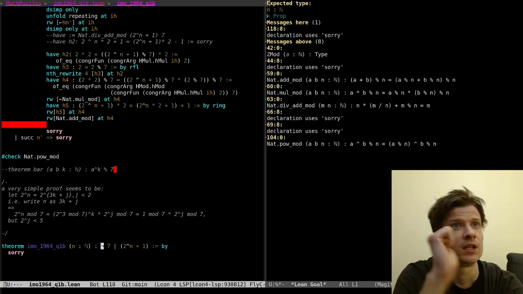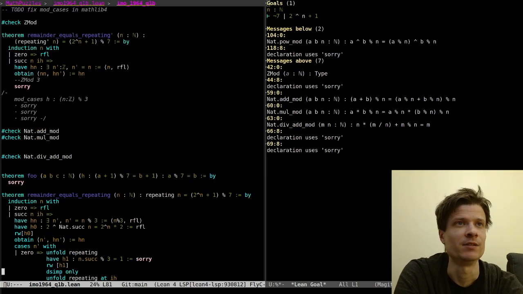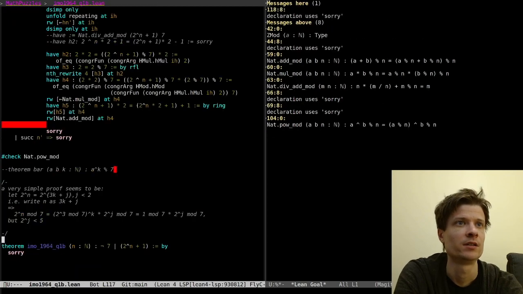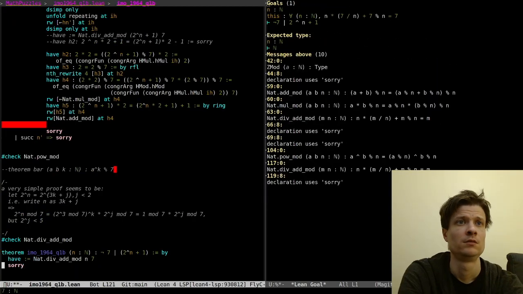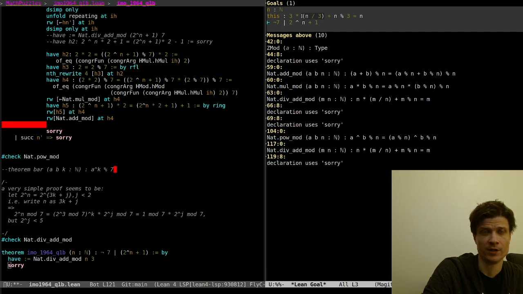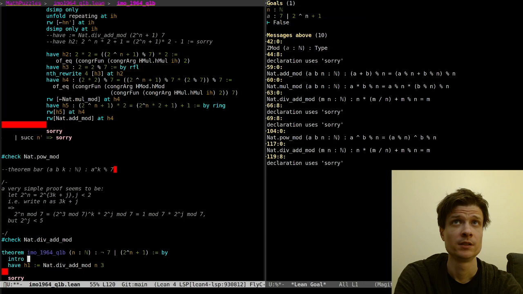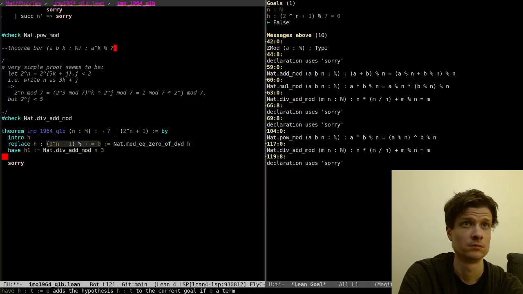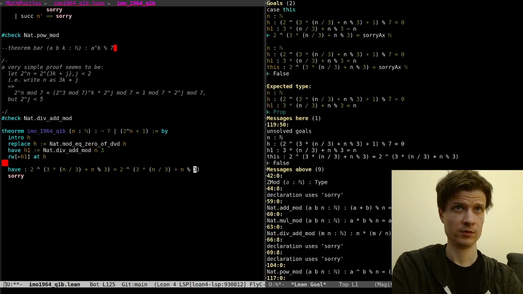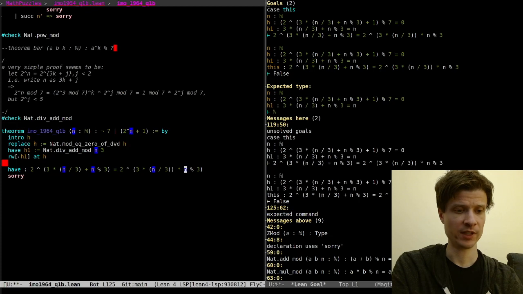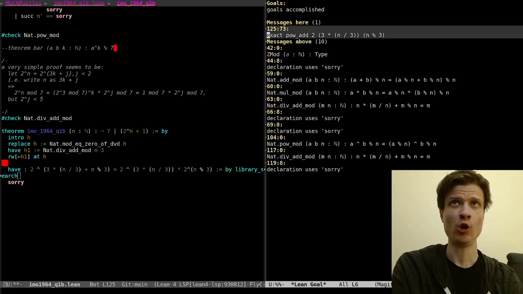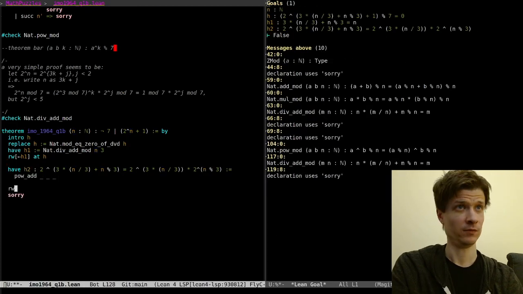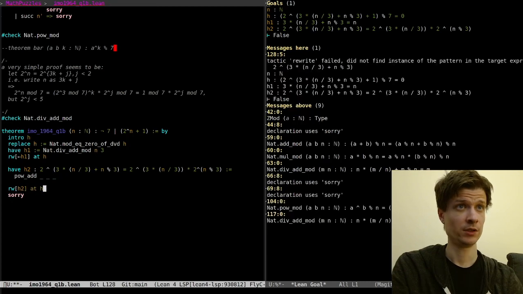So step 1, n equals 3k plus j. I think that's actually where we use this div_add_mod thing. n integer divide 3 is the k, and n mod 3 is the j. Intro h. This is turning the addition in the exponent into multiplication down below. pow_add. Rewrite h2 at h.